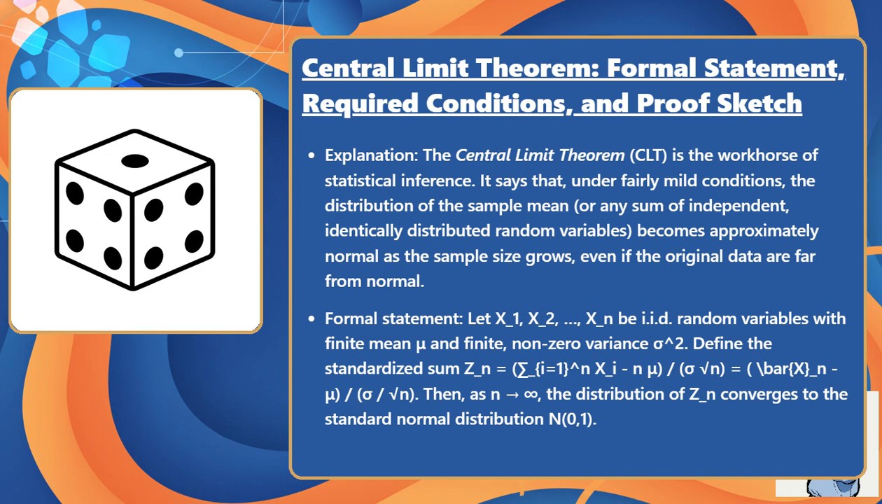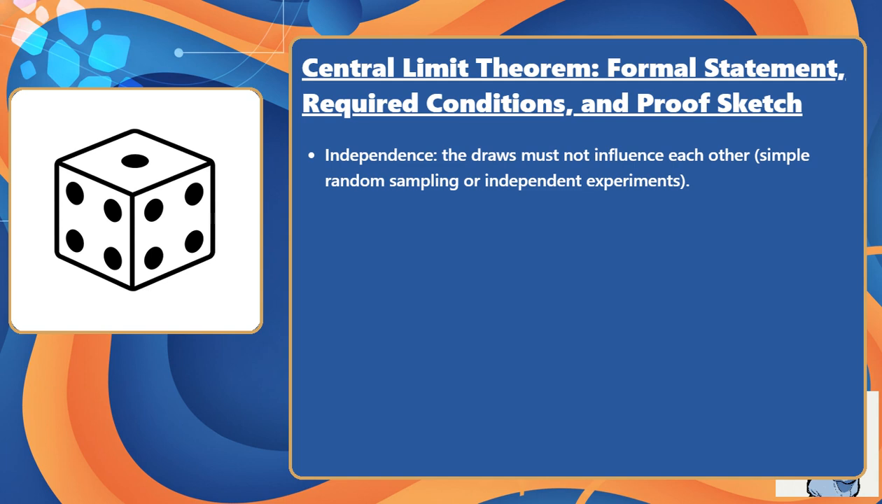Formal statement: let x sub 1, x sub 2, through x sub n be independent and identically distributed random variables with finite mean mu and finite non-zero variance sigma squared. Define the standardized sum z sub n equals the sum from i equals 1 to n of x i minus n mu, divided by sigma times square root n, which is also equal to x bar sub n minus mu divided by sigma over square root n. Then as n goes to infinity, the distribution of z sub n converges to the standard normal distribution N of 0, 1.